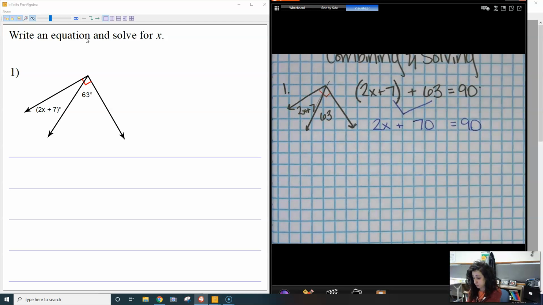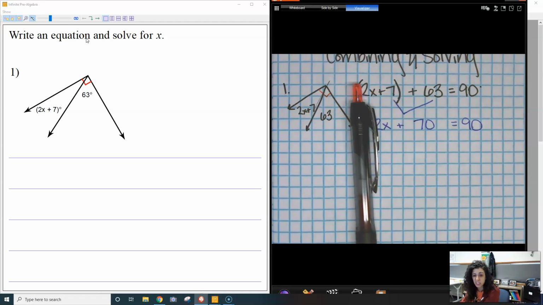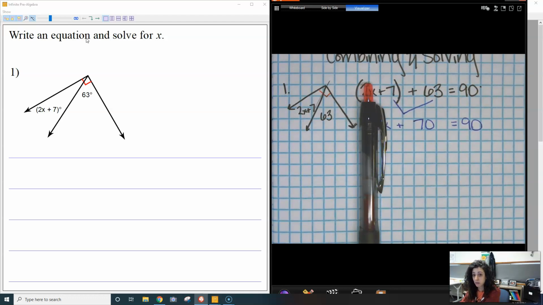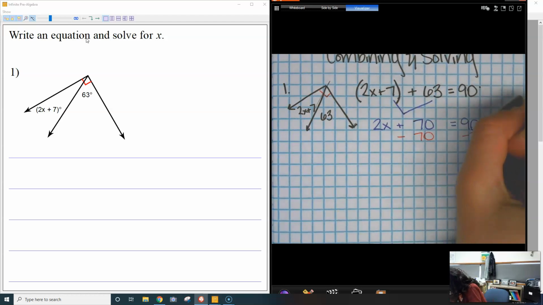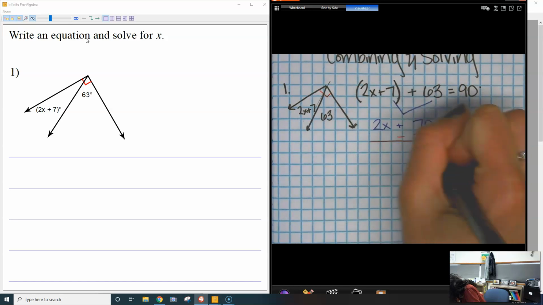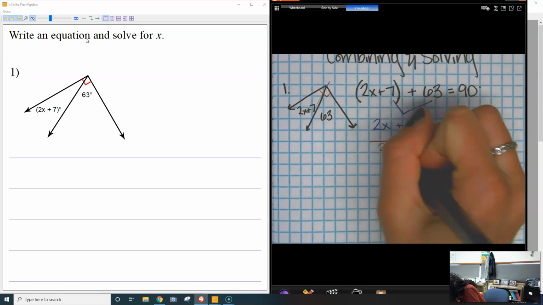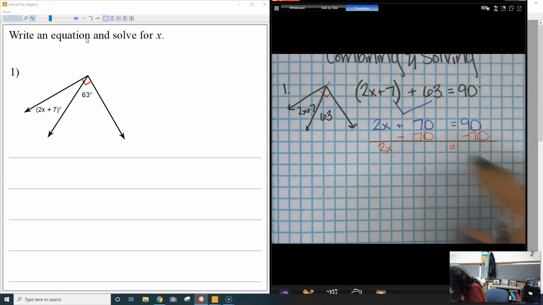Now we're back to our two-step equations. We should have this kind of in our head from our weekly assignment. So I want to get x by itself, so I'm going to cover x, which means I need to get rid of the positive 70. To get rid of a positive 70, I'm going to minus 70 from the left and minus 70 from the right. So I get 2x equals, again, my equal signs are lined up, 20.